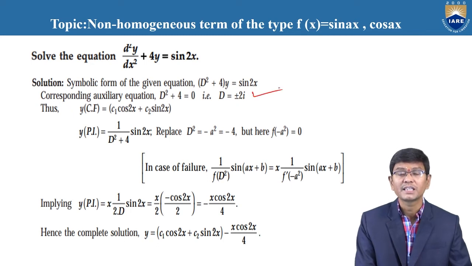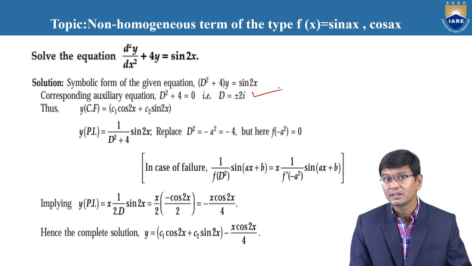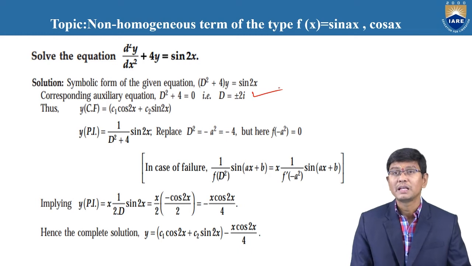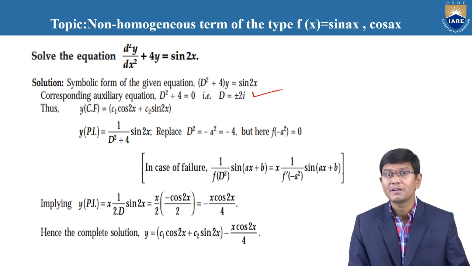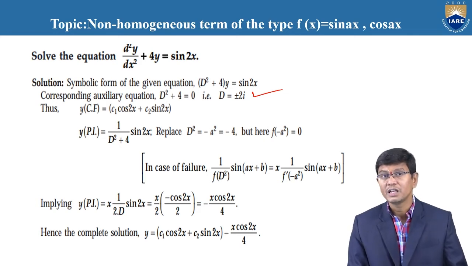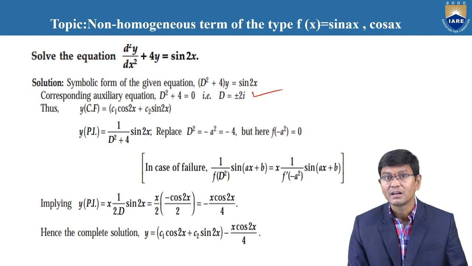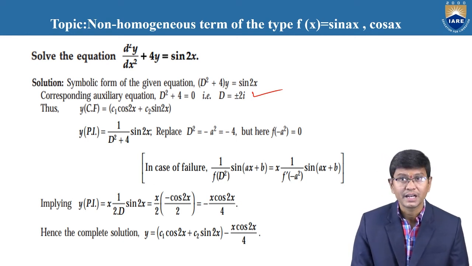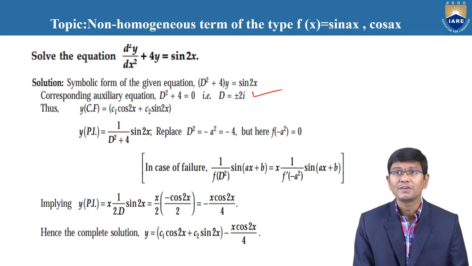By solving this second order differential equation, D is equal to plus or minus 2i, which is in the form of a complex value. Therefore, with the help of complex roots, yc is equal to c1 into cos 2x plus c2 into sin 2x, because here the real part is 0, therefore 0 plus or minus 2i is the value.